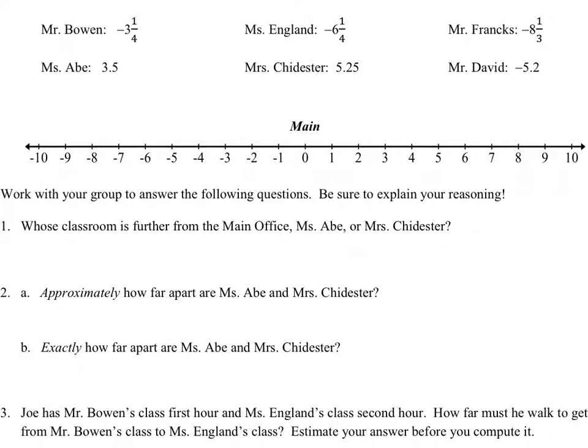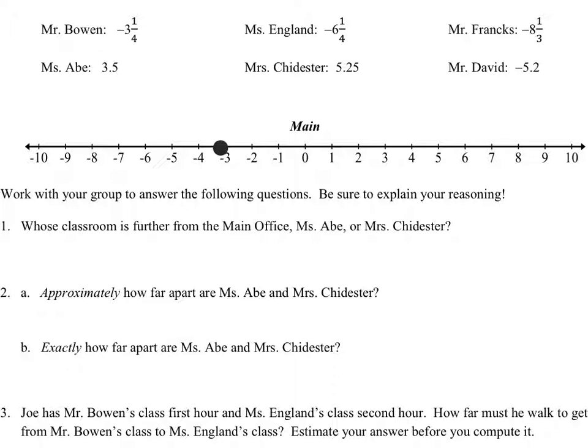So it tells us the names of some of the teachers. Let's start with good old Mr. Bowen. So Mr. Bowen is at negative 3 1/4, alright? So negative 3, as we can see, is right here. But this is negative 3 and some, so since we're going in the negative direction, we need to go further. Negative 3 1/4, about yonder, okay?